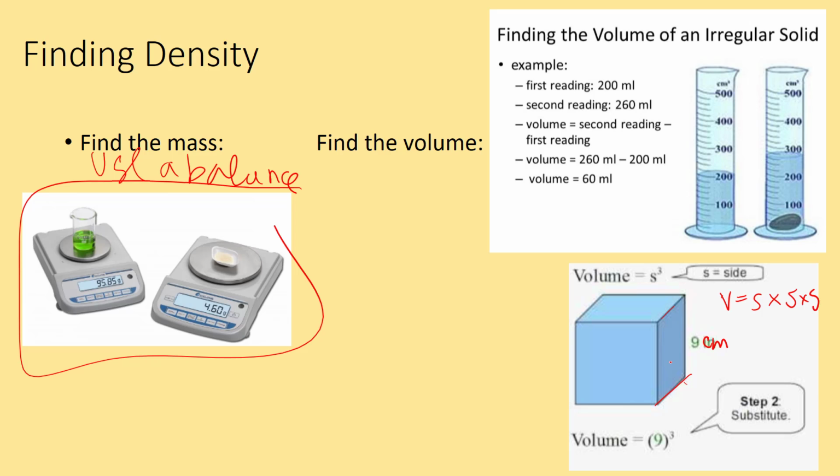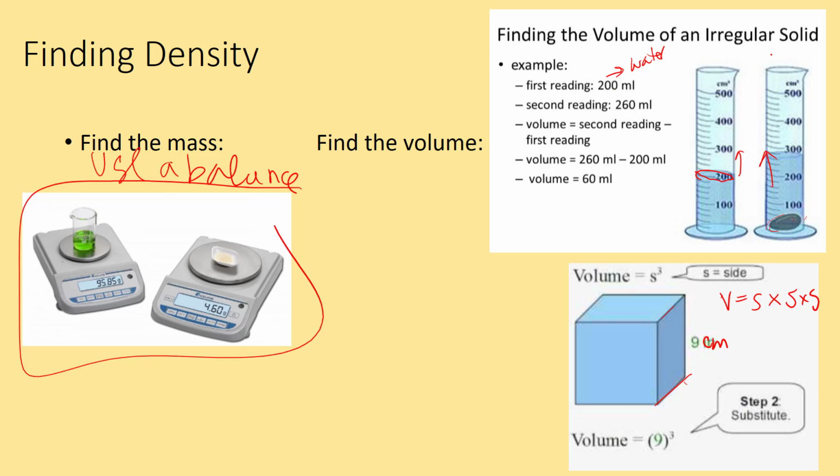Now, not everything's a regular shape. So in order to get the volume, we could see how much space it takes up when we put it in water. You have to put some water in a graduated cylinder. This is how much water there is, 200 milliliters. Then you put the object, which has an irregular shape, into the graduated cylinder, and the water goes up because that takes up some space.